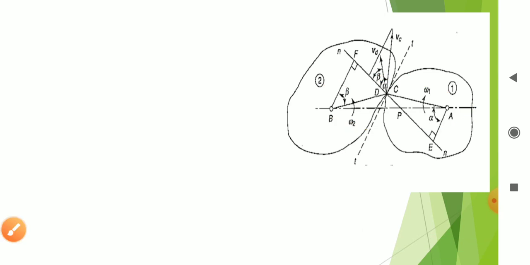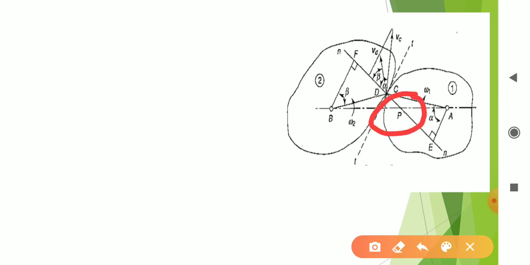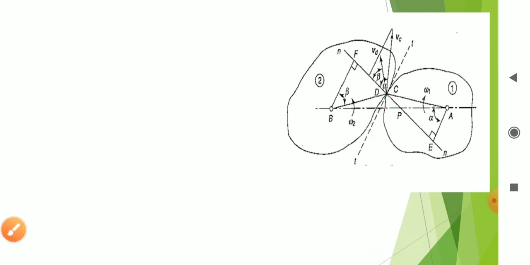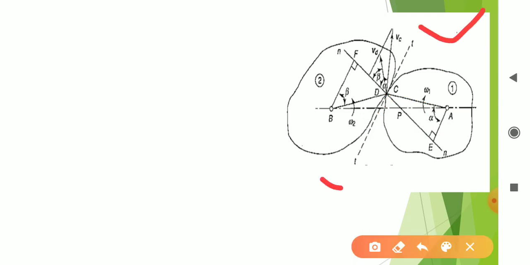Okay, in the earlier derivation we saw that this point P is also known as the pitch point. This is a fixed point. This point P divides this line AB into two parts in the inverse ratio of the angular velocities of these two gears. Again next, this TT is nothing but what? Common tangent, and this is passing through this point C and D.